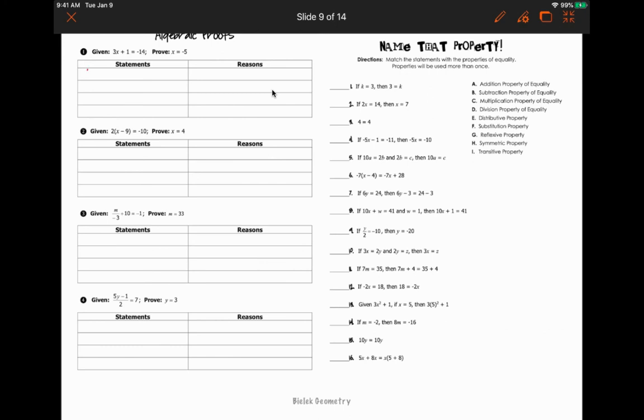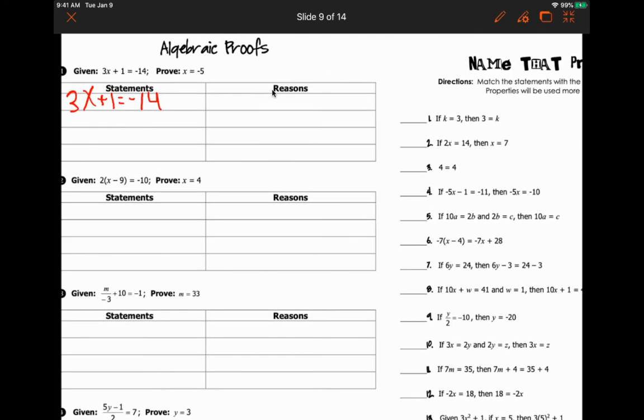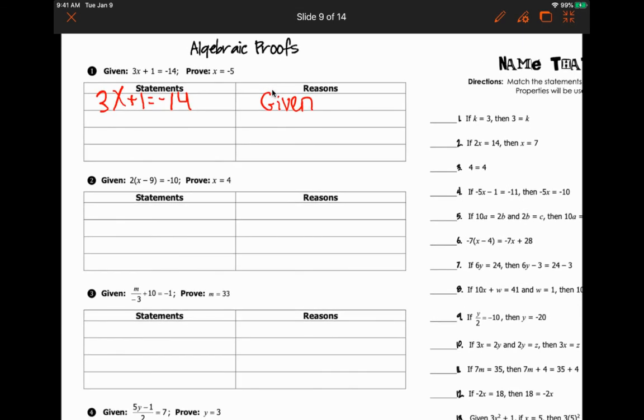So you always start with the given. So 3x plus 1 equals -14. And that's given. So then I have to decide, well, what could I do? So I would subtract 1 first. So if I do that, I get 3x equals -15. That's by subtraction. Then I would divide by 3. So x would be -5. That's division, and we don't need that last line. We're done.